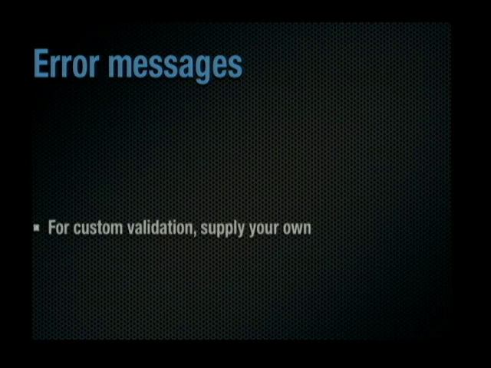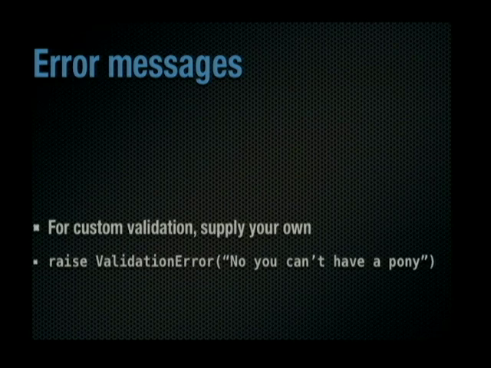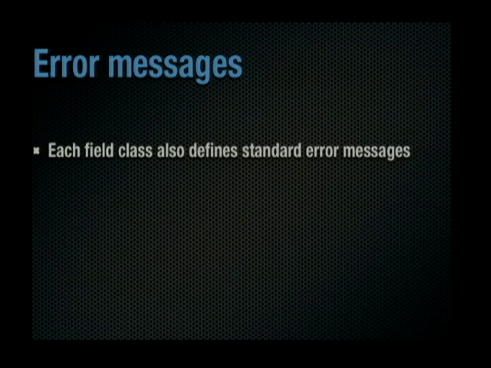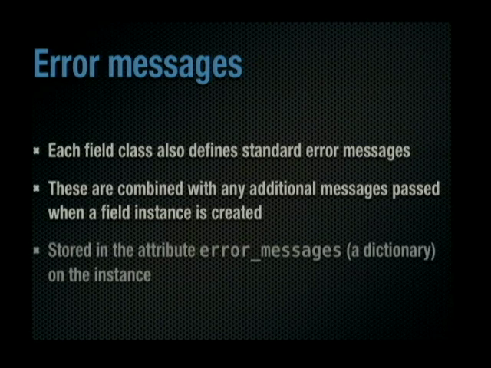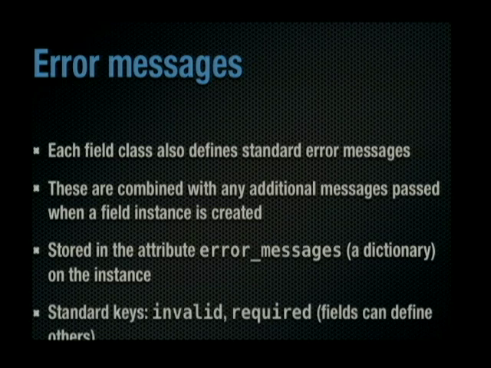Each one of these also carries its own error messages. You can supply your own by, for example, raising a validation error. There are also, on each and every field class, a dictionary of standard error messages. They're keyed. The documentation tells you what keys exist in there. Those are combined with any other additional messages that you pass in when you create a field. That dictionary is called error messages.